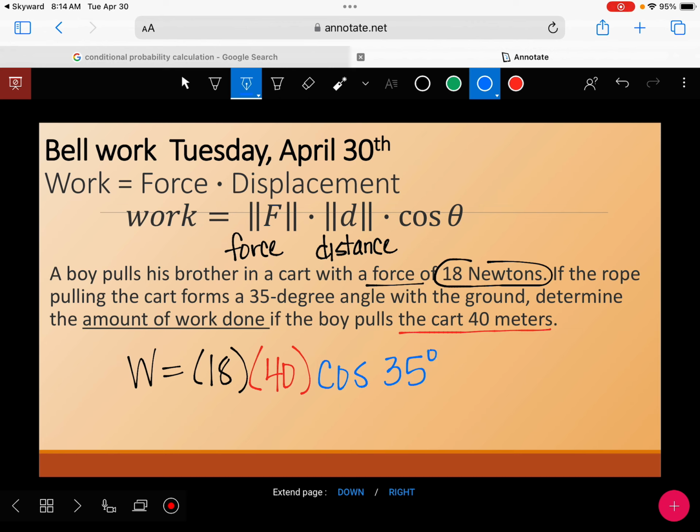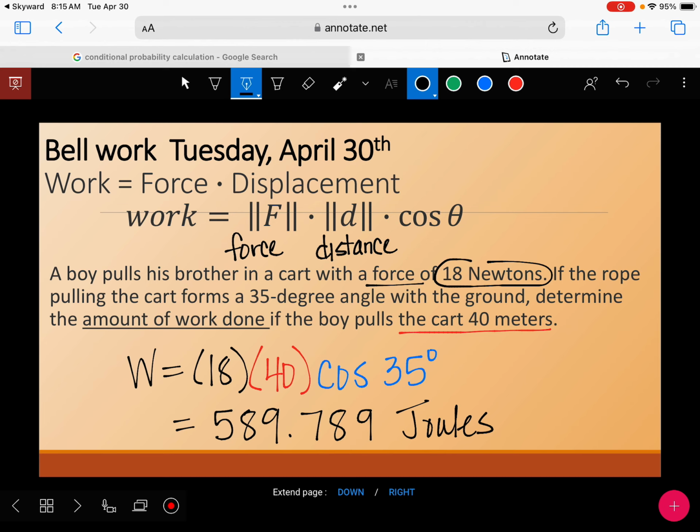All right, type that in your calculator just like that. Round it to the thousands place. And you should get 589.789. And then joules is the unit of measure for work. All right, any questions about our bell work?